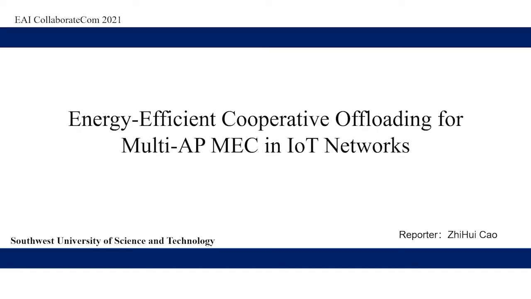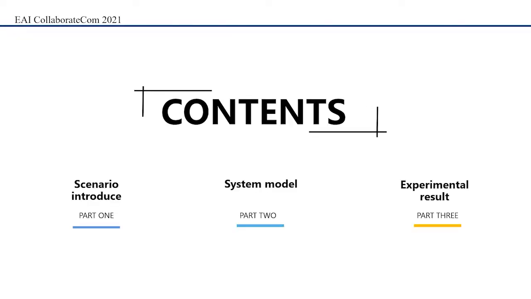The topic I share is energy-efficient cooperative offloading from multi-asset point MEC in Internet of Things networks. Next, I will talk about this paper from three aspects: scenario introduction, system model, and experimental result.